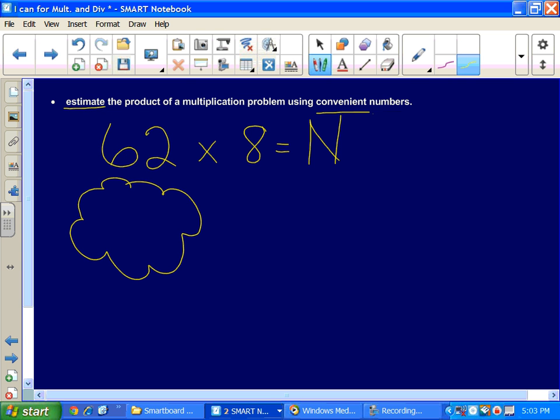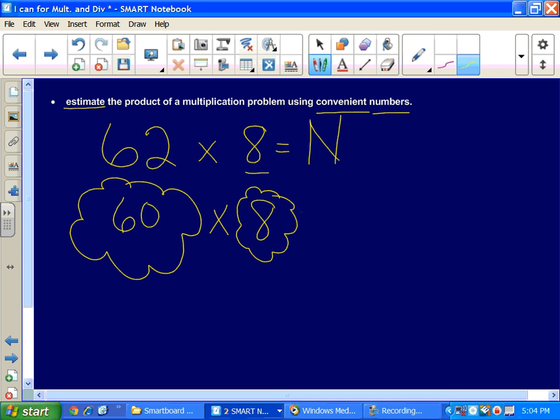First, we want to find convenient or nice numbers that are close to the number we're working with. Well, if I'm thinking of 62, I know multiples of 10 are easy to work with and multiply. So is 62 closer to 60 or closer to 70? Well, it's only 2 away from 60, so it's closer to 60. It's 8 away from 70. Anytime that we have a single digit, we should know our multiplication facts, so we should leave this as a single digit. So I'll still keep my single digit.